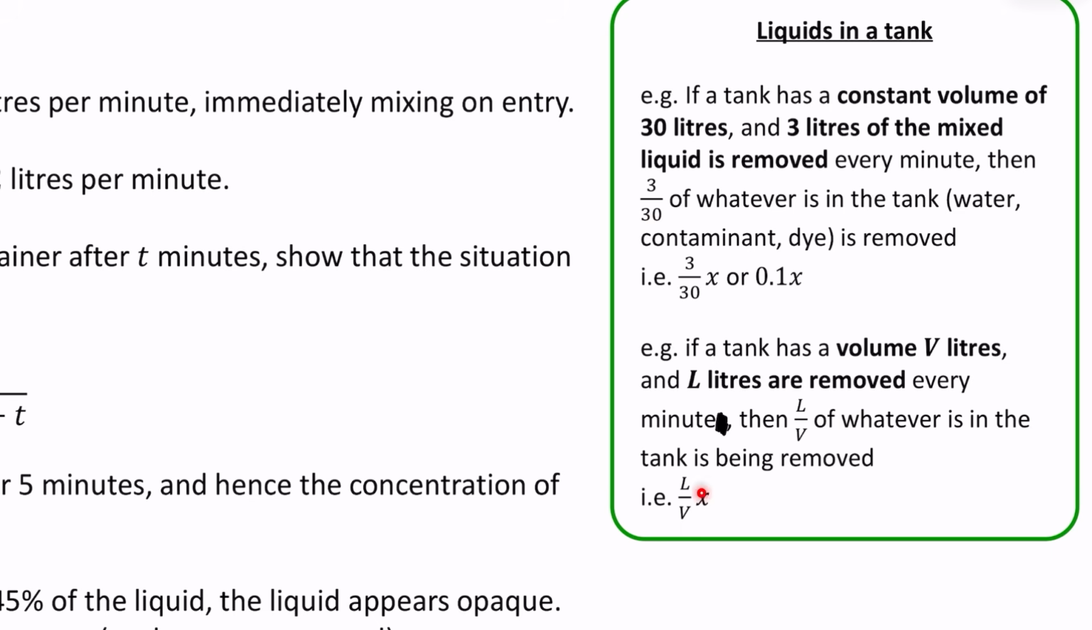So if we're interested in how much of, say, x might be the amount of red dye, or the amount of pollutant in there, that fraction of that thing is being removed. So that's the way I like to think about this. There are other ways of thinking about it because it is proportion, and there are plenty of ways of reasoning through proportion.